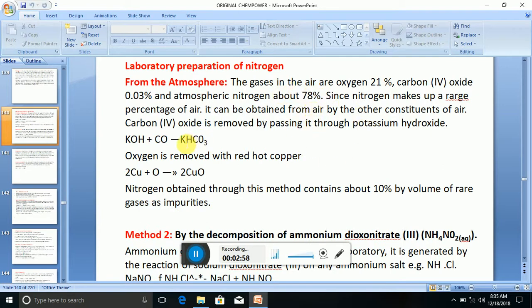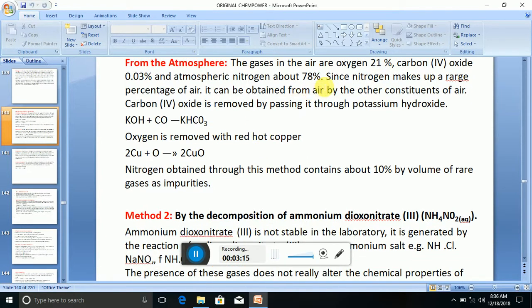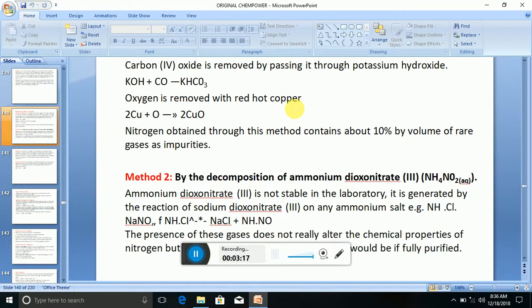This method is simply by removing the other two major components of the air, which are carbon dioxide and oxygen. You remove carbon dioxide using potassium hydroxide and remove oxygen using hot copper. So what is left is nitrogen and the rare gases.